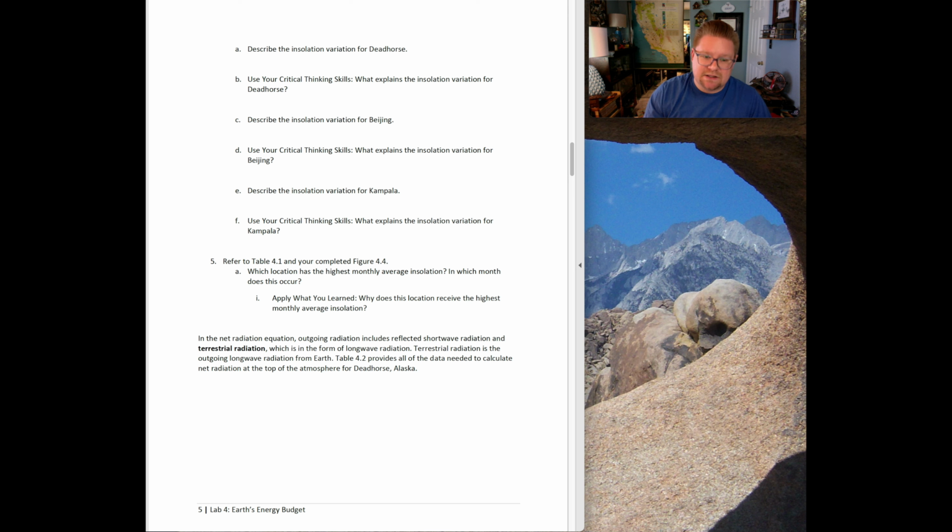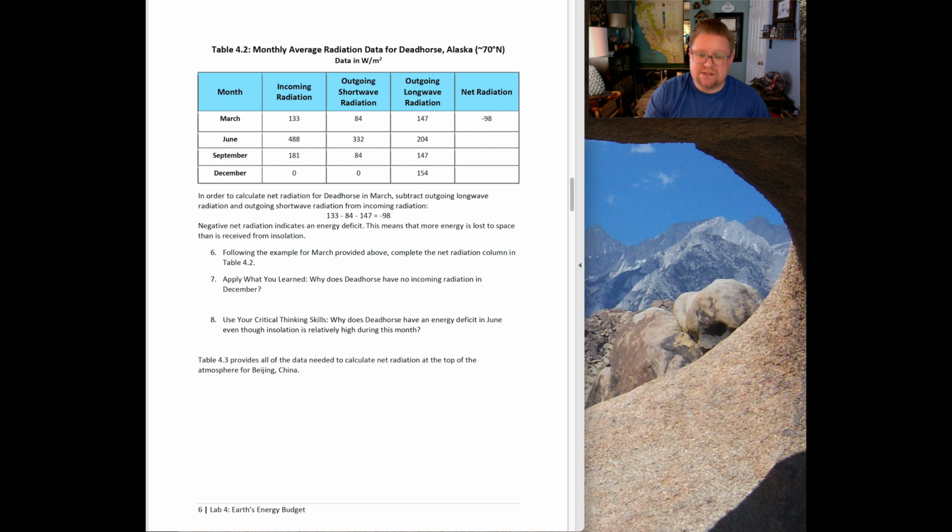So in the next radiation equation, outgoing radiation includes reflected or shortwave radiation and what's considered terrestrial radiation. So you'll continue to learn a little bit about that as we move on to this table, 4.2, the monthly average radiation for Dead Horse, Alaska. So we're able to look at the incoming, outgoing shortwave, outgoing long wave, and then our net radiation.